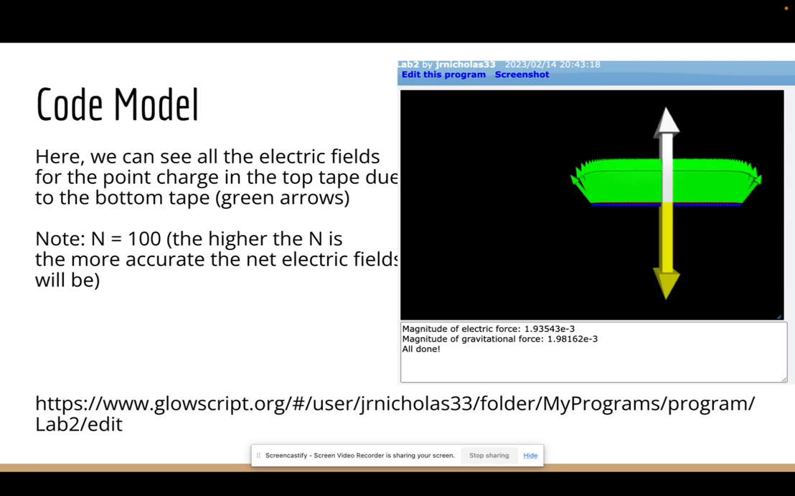And this is the code output. So we can see all electrical fields for the point charges in the top tape due to the bottom tape. Those are all the green arrows pointing up. And then we can also note that I set my n to 100, but the higher the n is, the more accurate the net electrical fields will be.